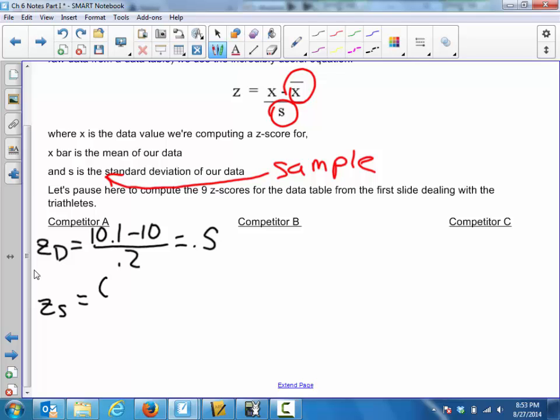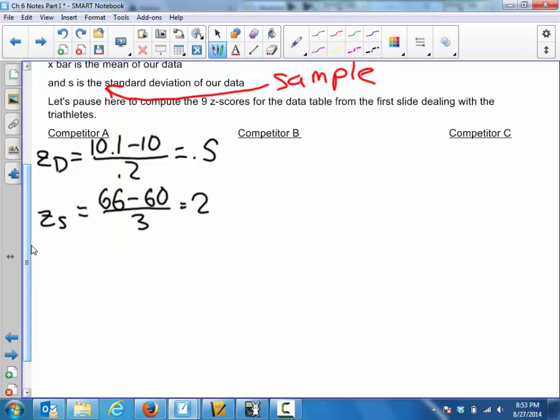Find the shot put distance as a z-score instead of the 66 feet that you saw. So we're taking 66 now as the data value for competitor A we care about, subtracting off the mean of all shot put distances, which is 60, and dividing through by the sample standard deviation of 3 feet, so you get 2 standard deviations.